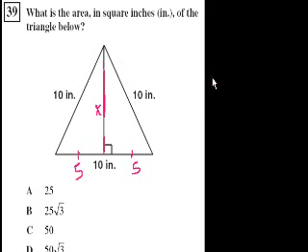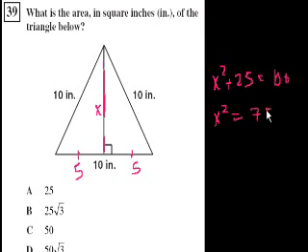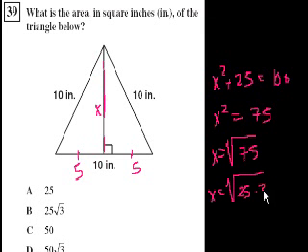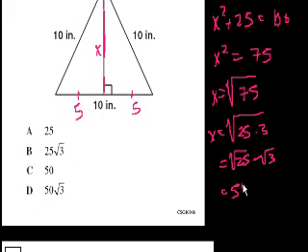Pythagorean theorem. This is the hypotenuse, so x squared plus 5 squared, plus 25, is going to be equal to the hypotenuse squared, which is equal to 100. X squared is equal to 100 minus 25, 75. X is equal to the square root of 75. 75 is 25 times 3, right? So that's equal to the square root of 25 times 3, which is equal to the square root of 25 times the square root of 3, which is equal to 5 roots of 3. So x is equal to 5 roots of 3.